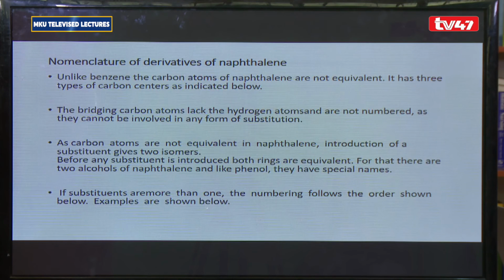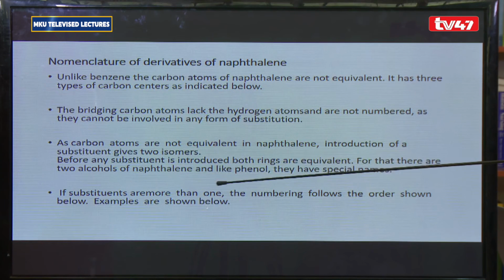Going back. So in the nomenclature, the bridging carbon atoms are not numbered. So that one I have shown. The carbon atoms are not equivalent. Naphthalene introduction of a substituent gives 2 isomers. Depending on what position a substituent is introduced, we can look at a substituent being in one position which would have originally been seen as equivalent, but if there was an original substituent, then that substituent will be a different isomer.